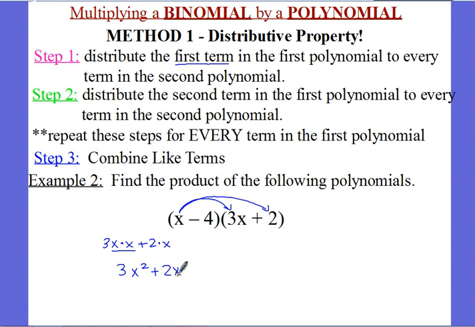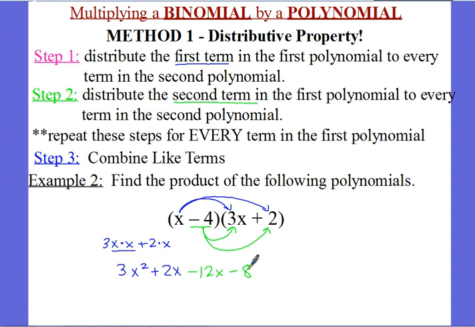Step 2 is to then take the second term in that first polynomial and distribute it to every term in the second. So the second term is negative 4. Remember sign and number. We're going to distribute it to the 3x and distribute it to the 2. So we have negative 4 times 3x, which gets us negative 12x. And then negative 4 times 2 gets us negative 8.